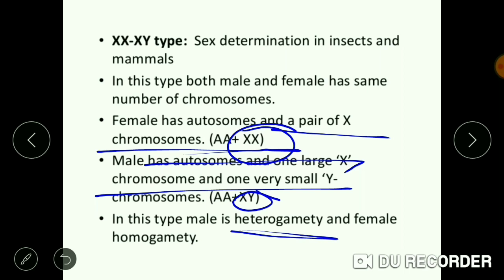In this type of male heterogamy, the male has sex chromosomes which are heterogametic, while the female has sex chromosomes which are homogametic. Homogametic means similar sex chromosomes are present.